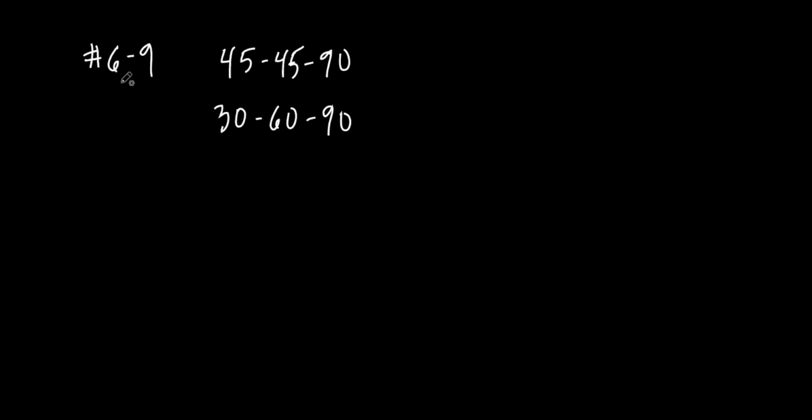On every one of these, 6, 7, 8, and 9, there are 2 answers. Because I give you one side, you have to tell me what the other 2 sides are. And you have to get the other 2 sides right. You can't just get one right. You have to get them both right to get full credit for that problem.